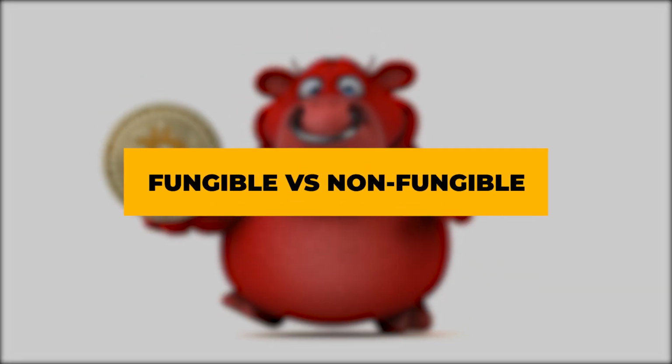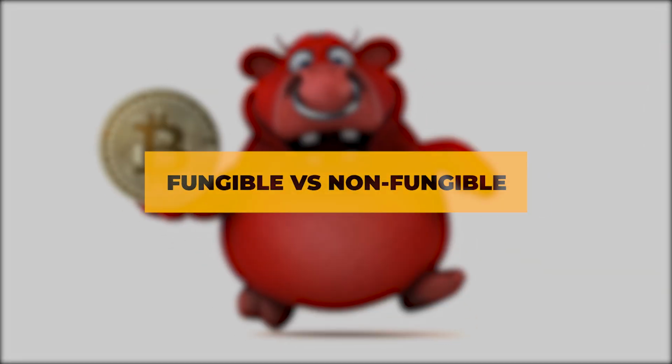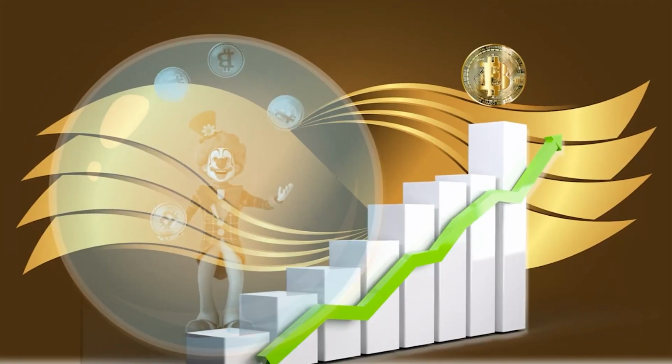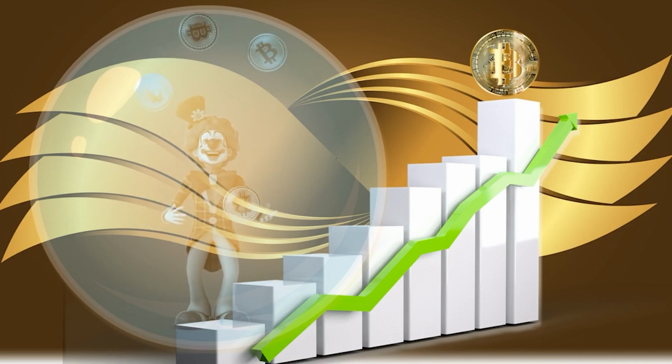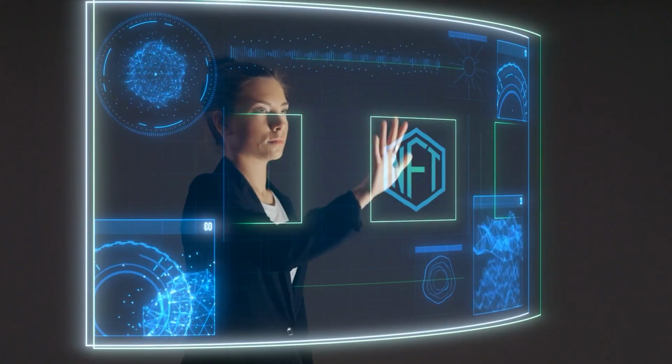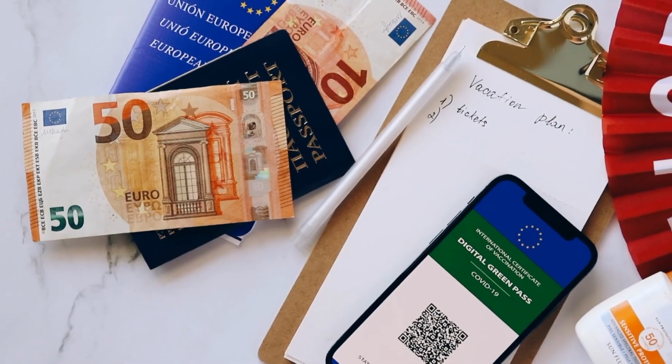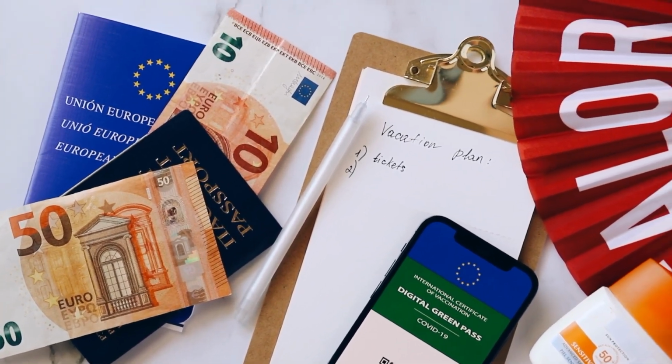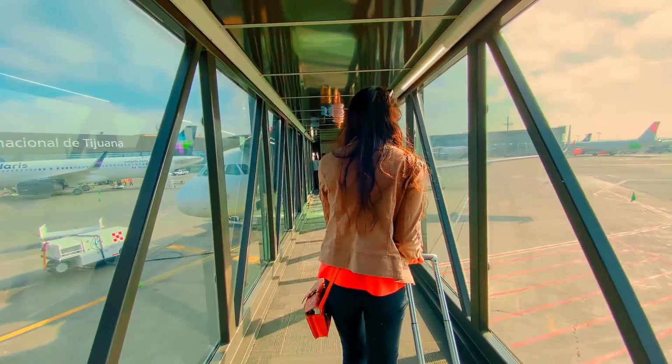Number 4. Fungible versus non-fungible. When you say a token is fungible, it can facilitate interchangeability of units of a commodity with other units of the same commodity, like Bitcoin or Ethereum. Non-fungible tokens, on the other hand, are unique and are not interchangeable, like your passport, which can only be used by you and cannot be used by someone else at the airport.